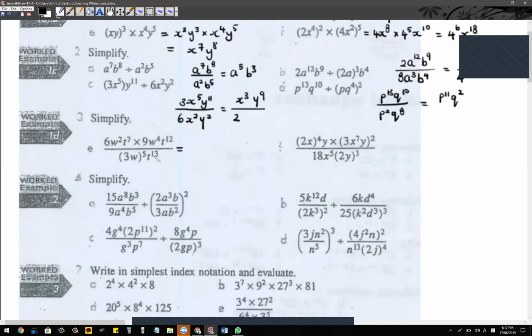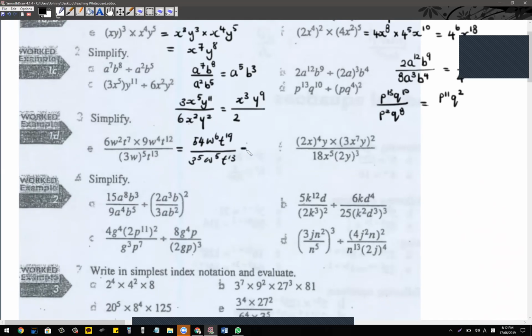Let's move on to this one. This one is 6 times by 9, which is 54. W6, because W2, W4, T7, T7, 12. So that's T19, right? Over. This is 3 to the power of 5, W5, T13.